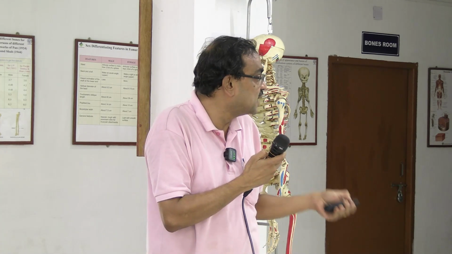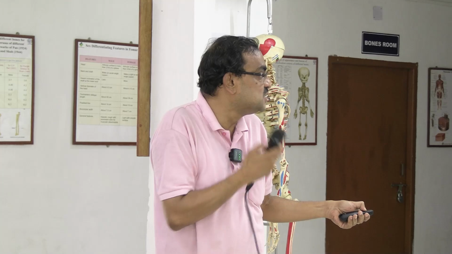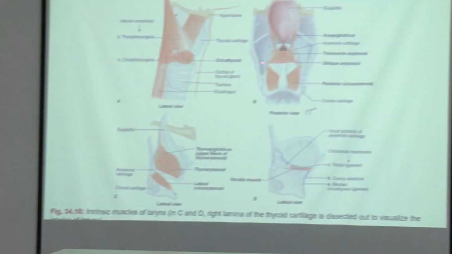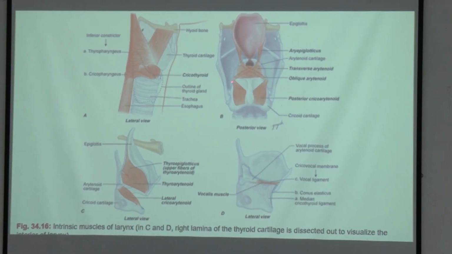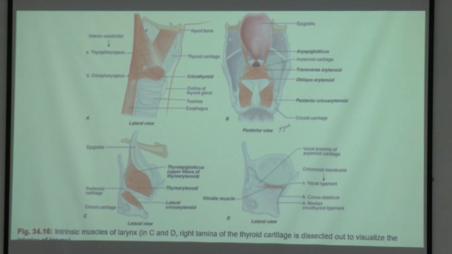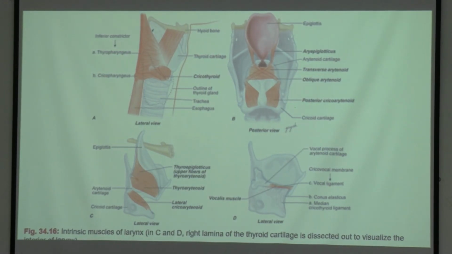The only muscle which causes abduction is the posterior cricoarytenoid. This is the muscular process of the arytenoid. When it contracts, there will be abduction of the vocal folds. So the only abductor is the posterior cricoarytenoid. So this is called the safety muscle of the larynx.